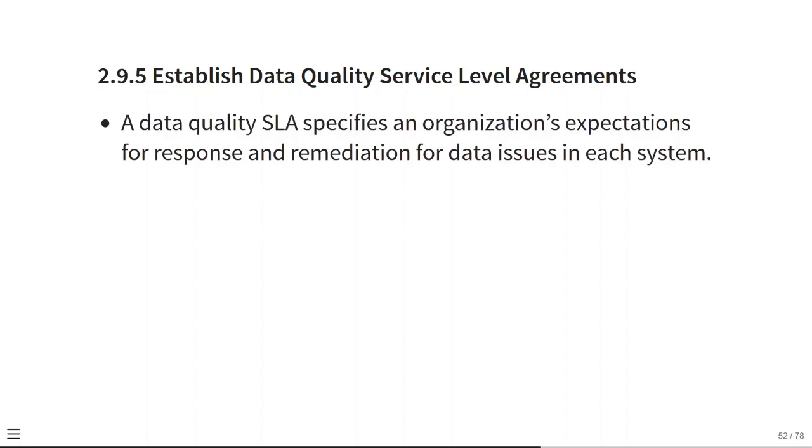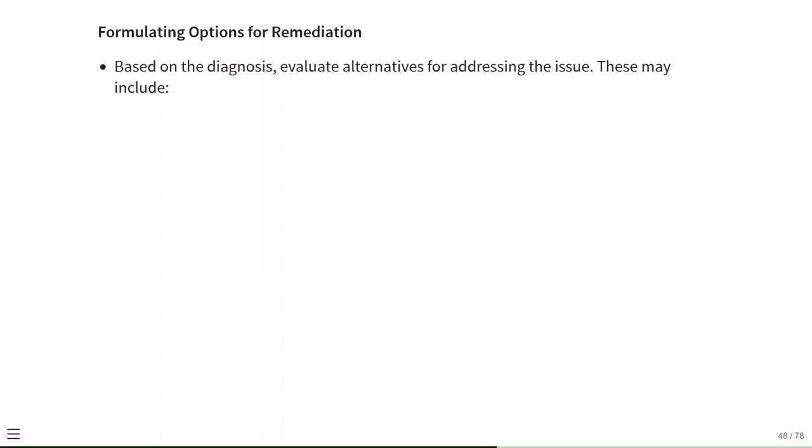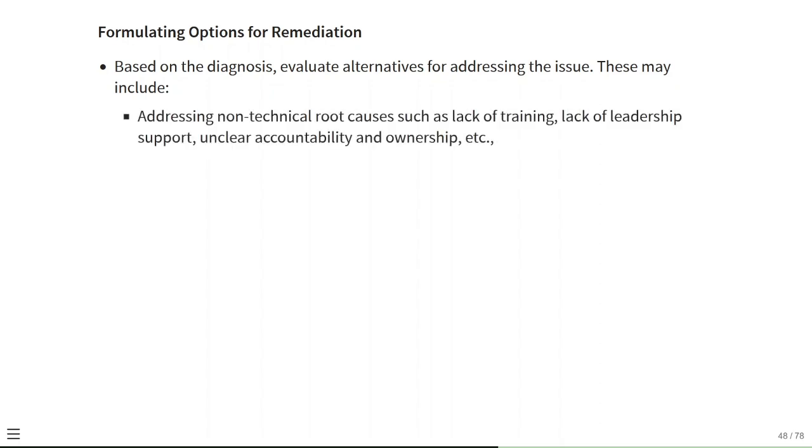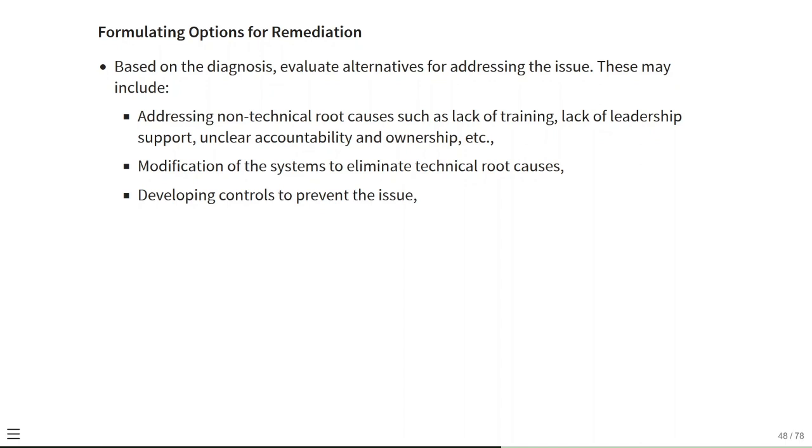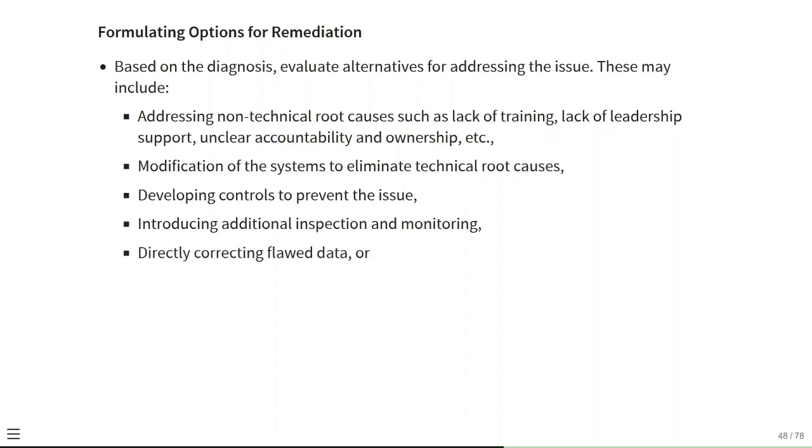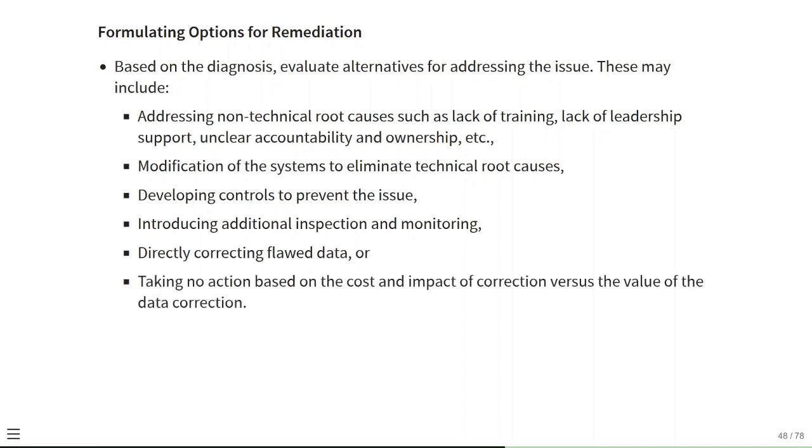Establish data quality service level agreements. A data quality SLA specifies an organization's expectations for response and remediation for data issues in each system. Formulating options for remediation. Based on the diagnosis, evaluate alternatives for addressing the issues, and these may include addressing non-technical root causes such as lack of training, lack of leadership support, unclear accountability and ownership, etc. Modification of the systems to eliminate technical root causes. Developing controls to prevent the issue. Introducing additional inspecting and monitoring. Directly correcting flawed data, or taking no action based on the cost and impact of correction versus the value of the data correction.